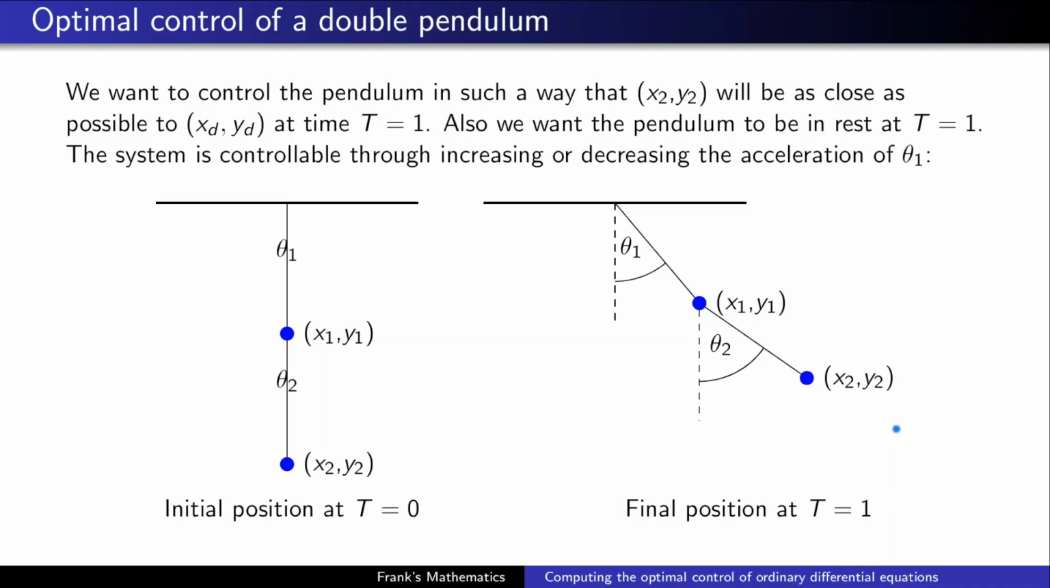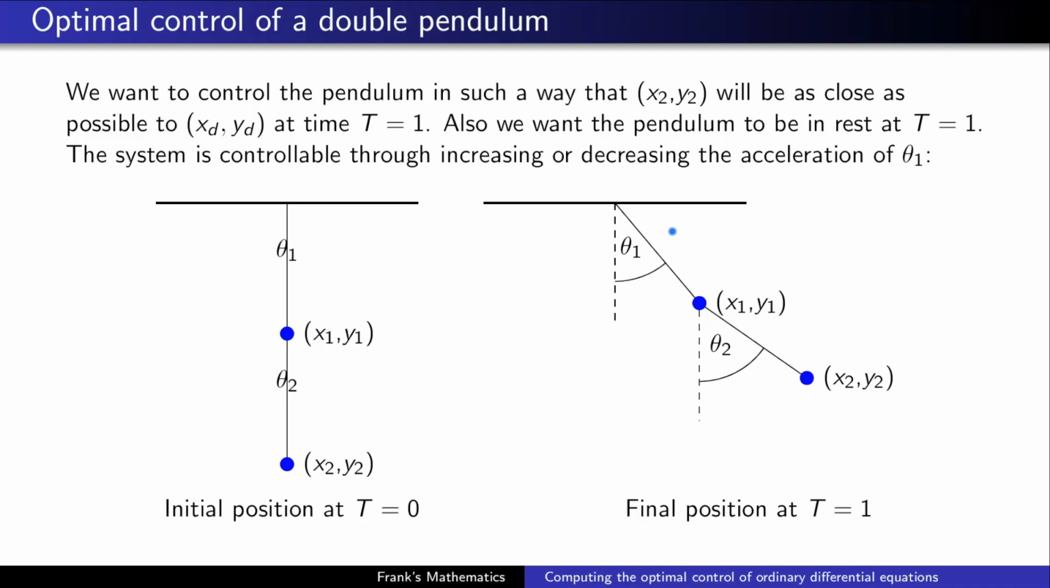We can only control, in our setting, the acceleration of theta 1, because assume we have a motor at this joint here and here. This motor can increase or decrease the acceleration of the angle theta 1. And the second part of the pendulum is just swinging freely depending on how strongly you move the first part of the pendulum. So this is how we can control the system.